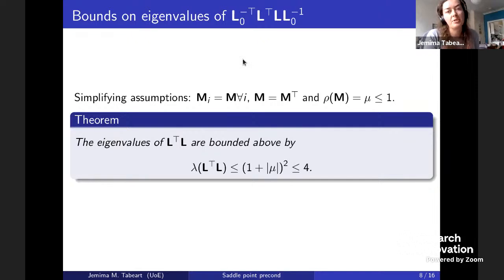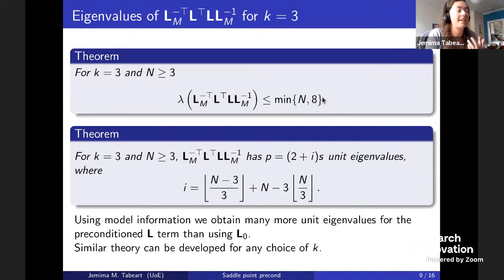In order to make my life a bit more simple, I'm going to consider a more specialized case. My linearized model is going to be the same every time. It's going to be symmetric, and my eigenvalues are going to be bounded between -1 and 1. If I do this and use L0, which is the identity, the eigenvalues are bounded above by 4. If I use my new preconditioner with k as 3, so I'm deleting every third term, my maximum eigenvalue is bounded above by the number of blocks, or 8. So even if I have a large number of blocks, or I increase the size of my state, this maximum eigenvalue is going to be well controlled, although you might notice that 8 is larger than 4.